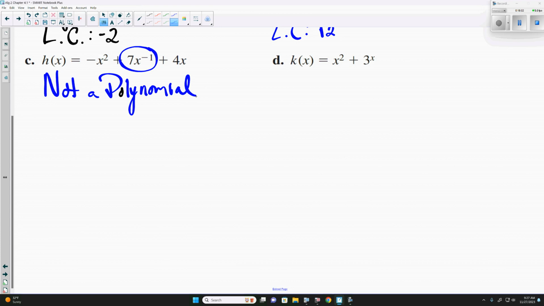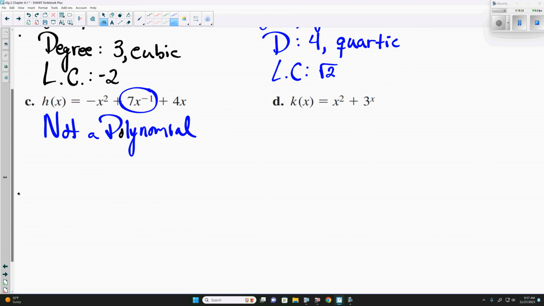Because the instructions ask, determine or decide whether it's a polynomial function. Yes, here it's not. Because it said decide whether it's a polynomial function. If so, if yes, if it is one, then do this. Well, this is not a polynomial function. We are done. Because if it's not a polynomial function, we're not concerned with the degree or leading coefficient or the type. So C is not one because of the x to the negative 1.